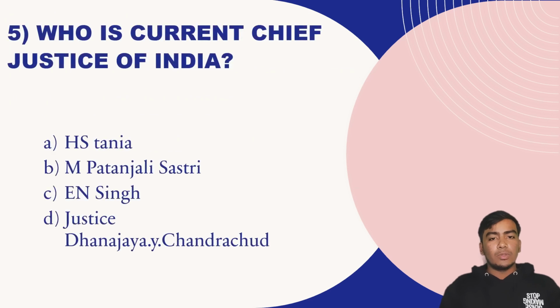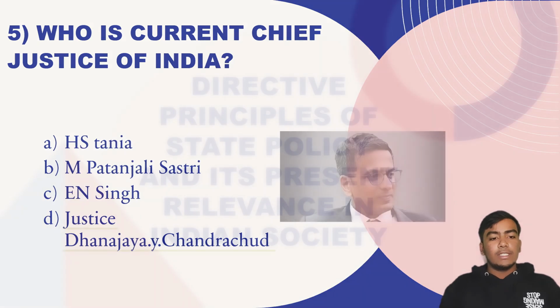So the next question is: who is the current Chief Justice of India? A. H.S. Tania, B. M. Patanjali Sastry, C. E.N. Singh, and D. Justice Dhananjay Y. Chandrachud. So the correct option is D.